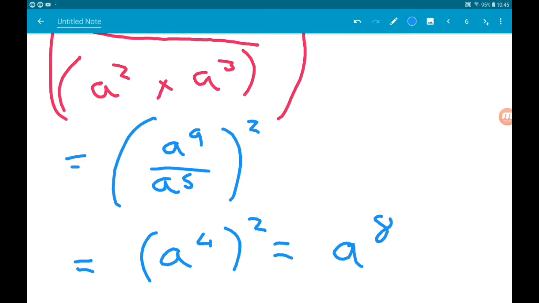Okay, so that's it for questions in this video. There's going to be more in the next, which is going to be exam questions. To finish off, we're going to show you why any number to the power of 0 is equal to 1.